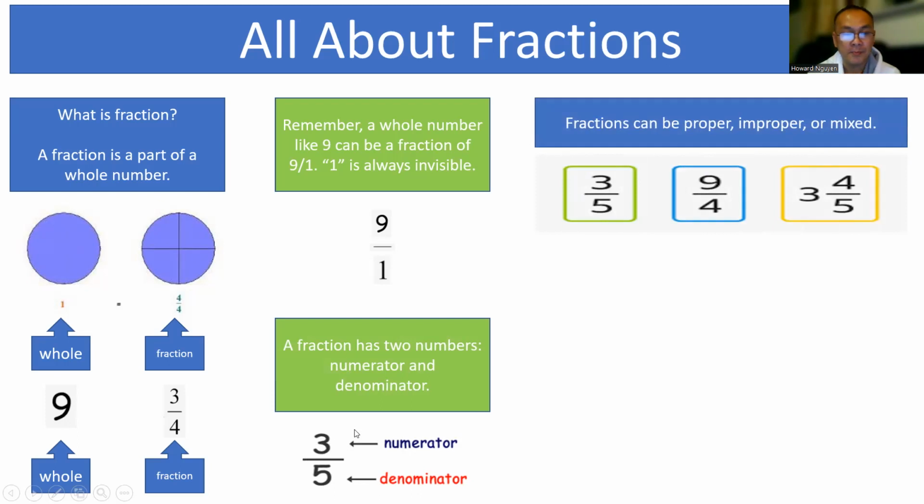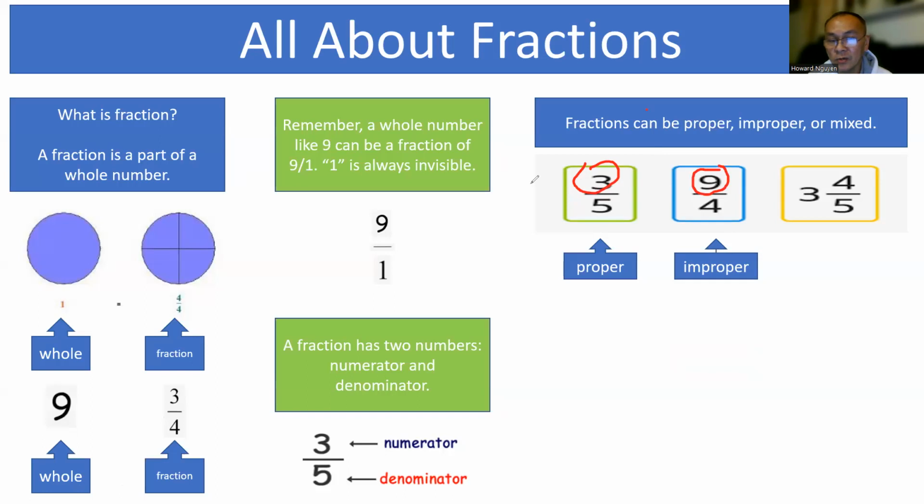So now you have 3 different sets of numbers. The first one here is called the proper fraction. The reason why it's proper is because 3 is smaller than 5. Okay? Over here, this is called the improper fraction. Why? Because the 9 is bigger than the 4. If the numerator is less than the denominator, then it's proper. If the numerator is bigger than the denominator, then you have an improper fraction.